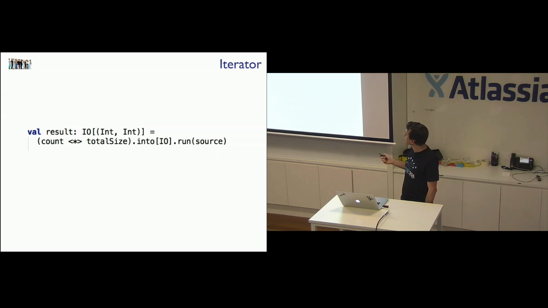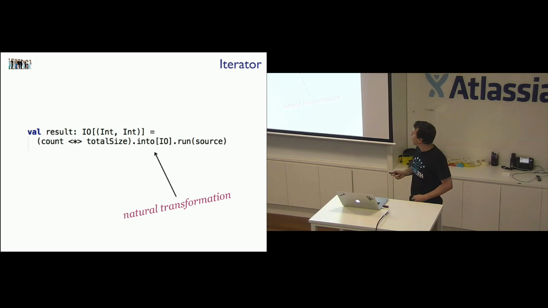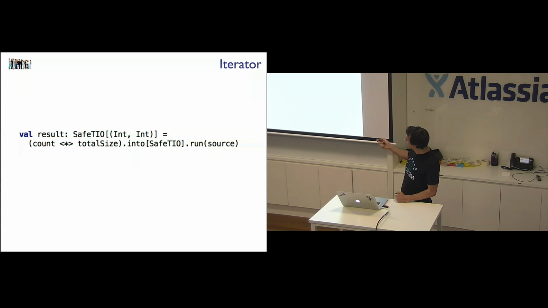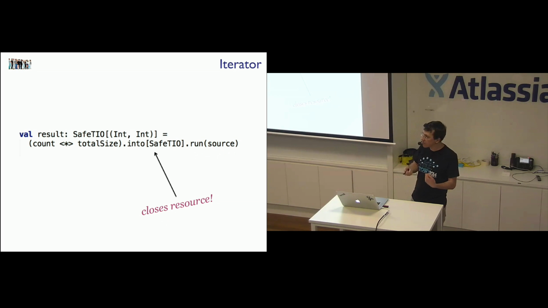So that's nice. And this works because there is a so-called natural transformation. That's basically saying that there's a way to transform any value in ID into a value in IO. And that's a pretty simple one. You don't have to do much to do that. But even better, if you use something which we'll see later, which is SafetyOfIO, you can go into SafetyOfIO. And in that case, when you run this thing, the resource will be closed at the end. So the file will be closed automatically because you're running in a safe monad, and we'll have a look at that. So that's even better.